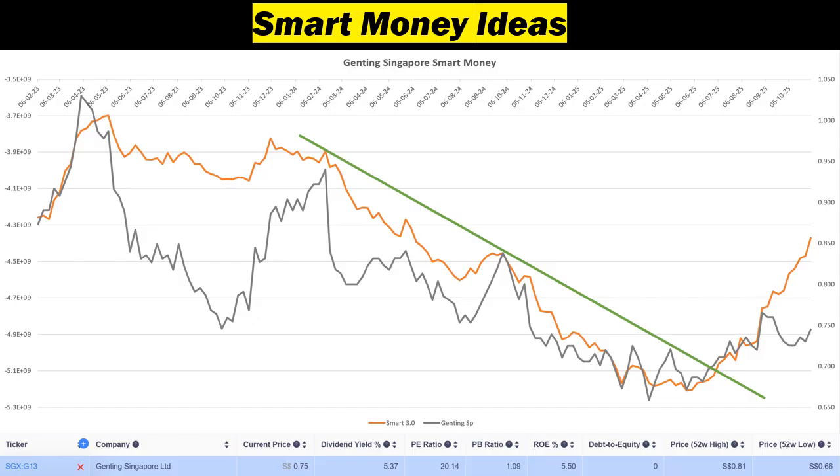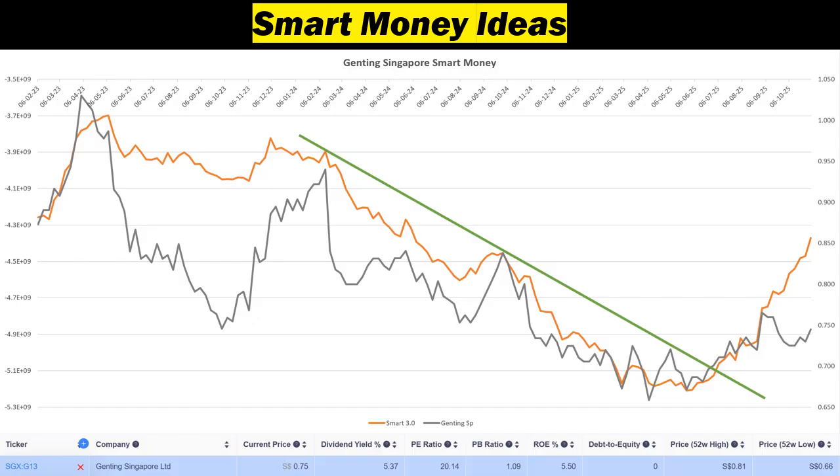So as the orange line is coming down, it is just telling us that the smart money is selling, and you will see that there is some correlation between the trend in the share price and the direction of the orange line, which is the smart money chart. So as the smart money is selling, the price tends to drop. As the smart money is buying, the price tends to rise. So there are certain ways of using the smart money chart.